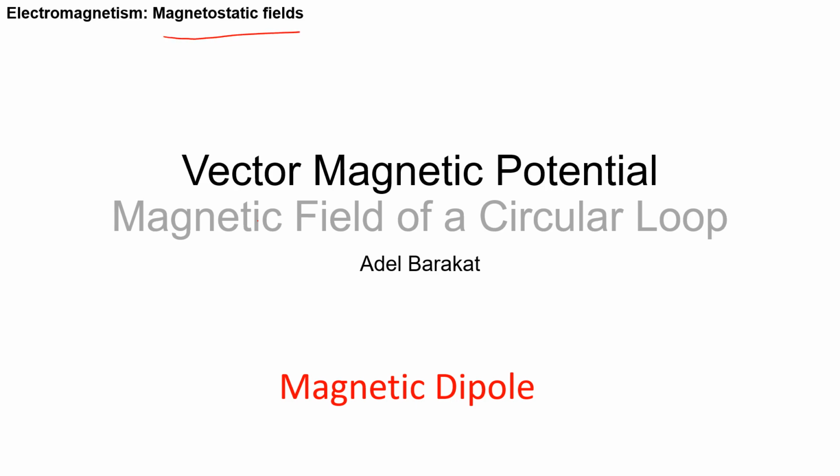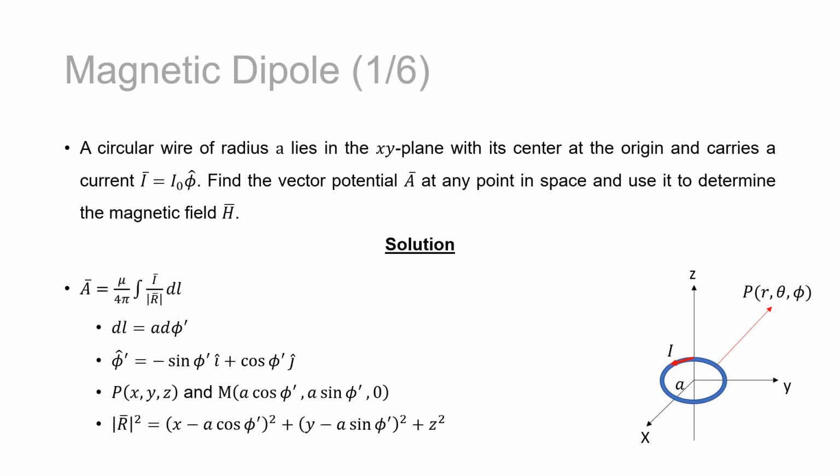Welcome again to magnetostatic fields. In this video, we will discuss an application for vector magnetic potential, which is the magnetic field calculation for a circular loop. The problem setup is as shown here.